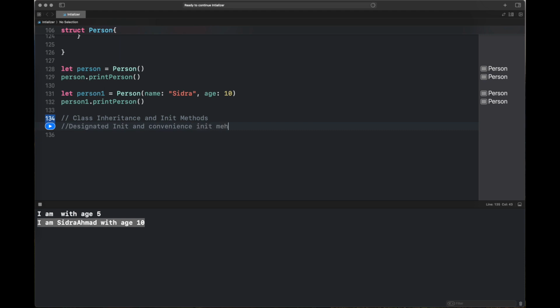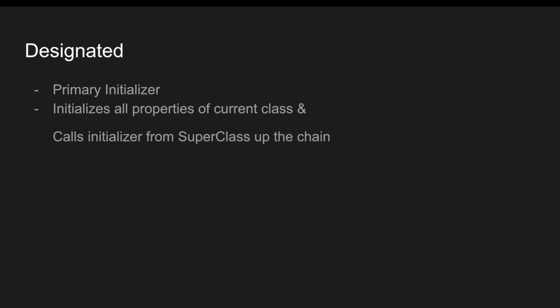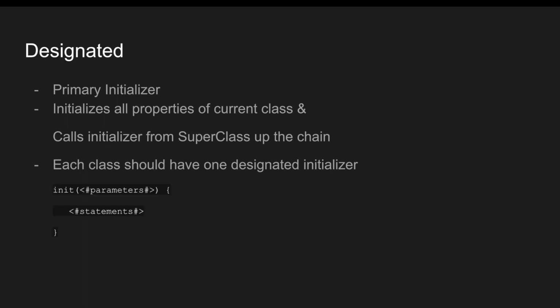After that we are going to discuss class inheritance and init methods, which consist of designated init methods and convenience init methods. So let's see both of these things in detail in theory. Here you can see that designated initializers are primary initializers. They initialize all the properties of the current class they belong to and call an initializer from the superclass up the chain. Each class should have one designated initializer. So here is the syntax of a designated initializer. The simple init method is the designated initializer.